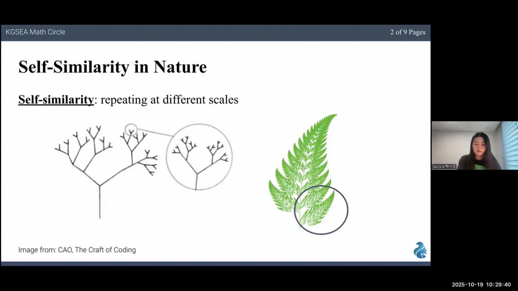Another example is a fern leaf. A large fern leaf is made of smaller leaflets, and each leaflet has an even smaller structure that repeats the same pattern. This shows that self-similarity is not only a mathematical concept, but also a natural process for growth.